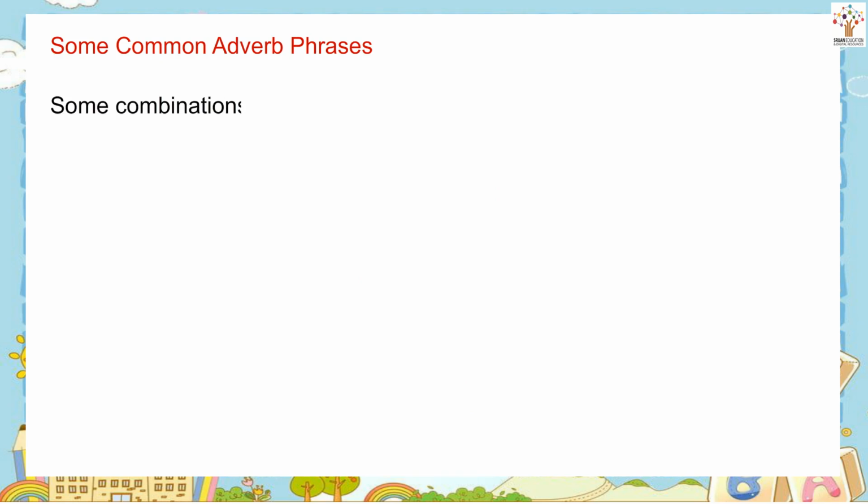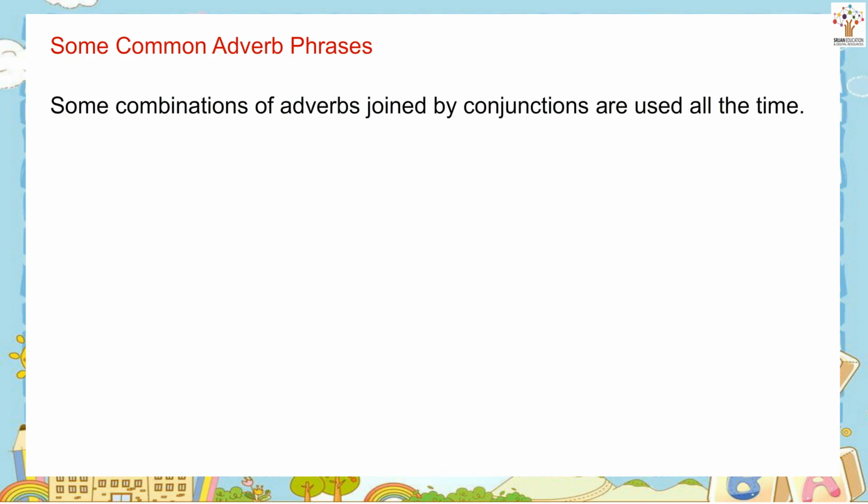Some common adverb phrases. Some combinations of adverbs joined by conjunctions are used all the time. For example, we say again and again for repeatedly.